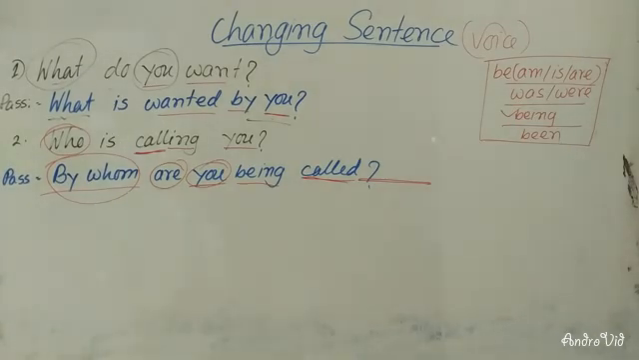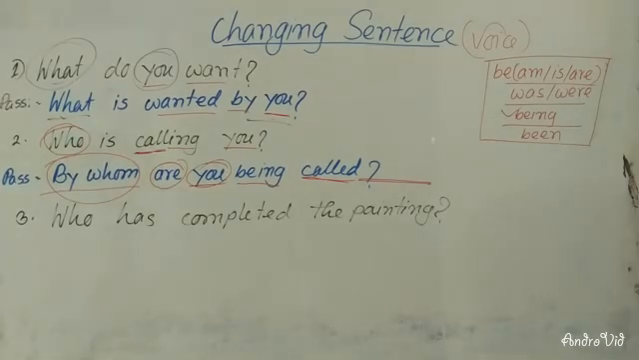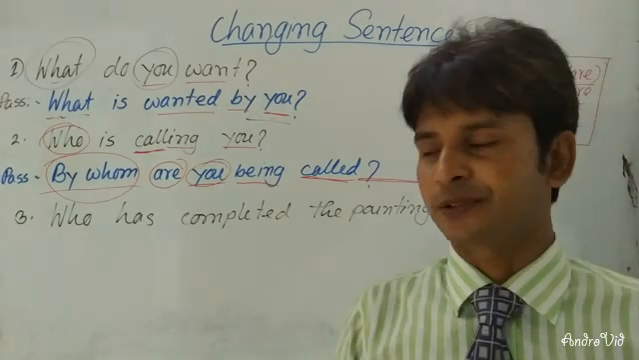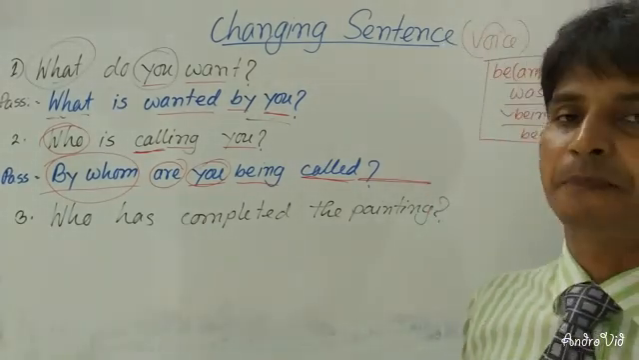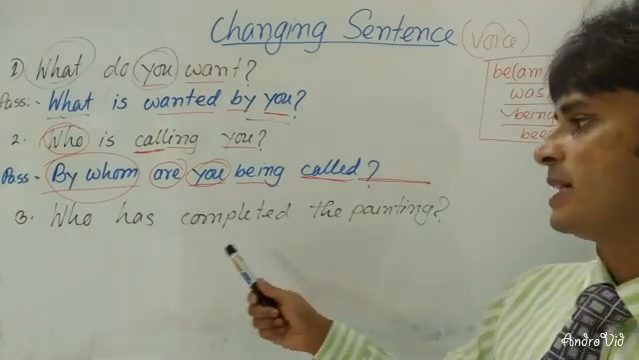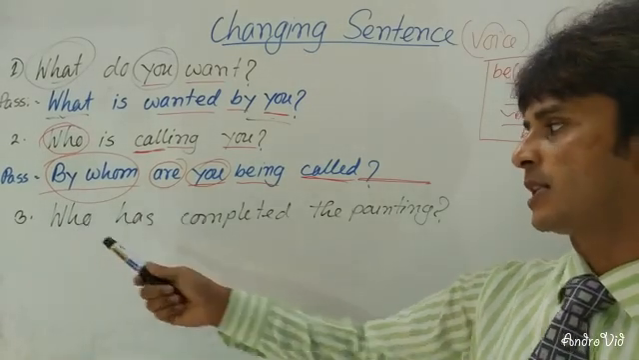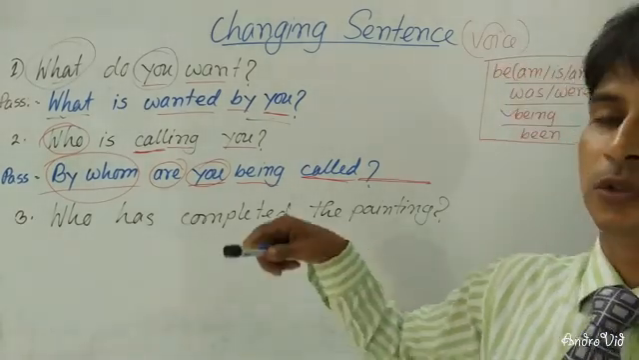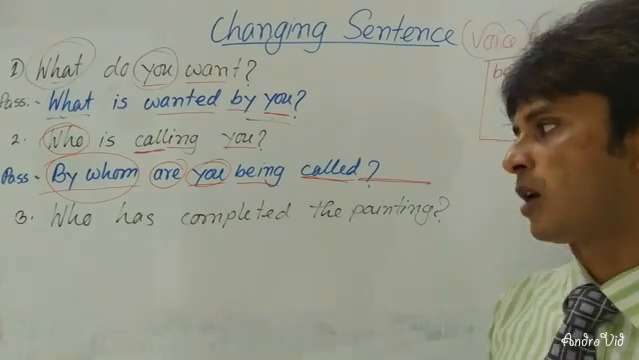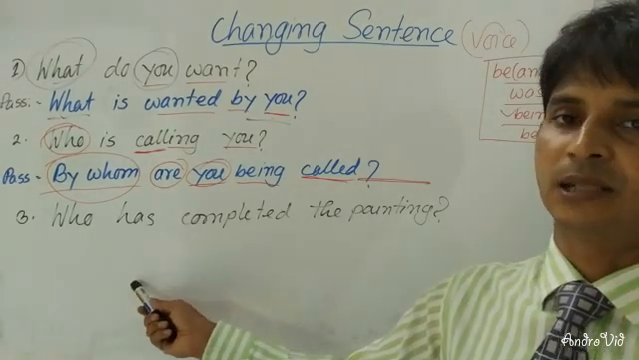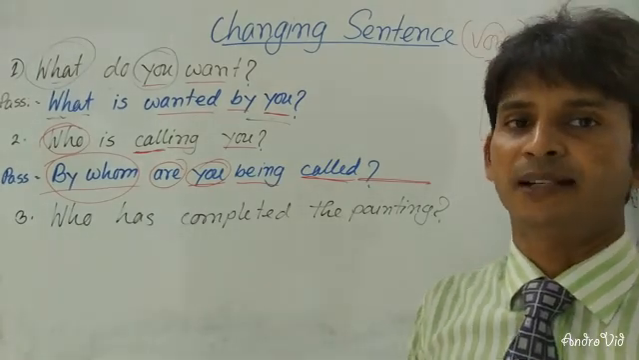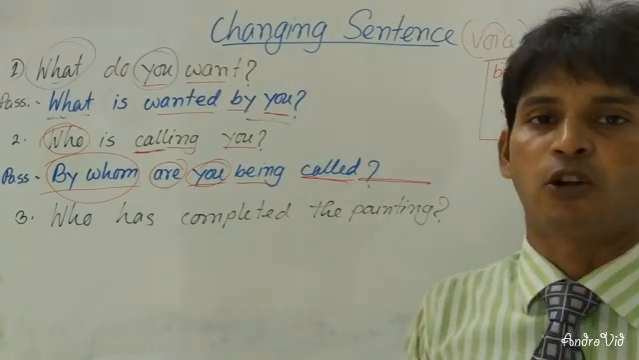Now I'm going to give you more examples to make it clear to you. Dear learners, you can see a sentence on the board: who has completed the painting? Who has completed the painting is the present perfect tense. So you can see here that who is the doer, the subject, and painting is the object. So at the time of changing it into passive, the subject will be set at the beginning of the sentence, and before it there is an interrogative pronoun, so you will have to write the interrogative pronoun at the beginning of the sentence.